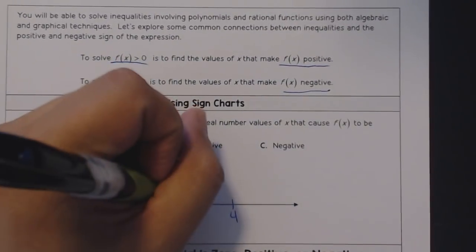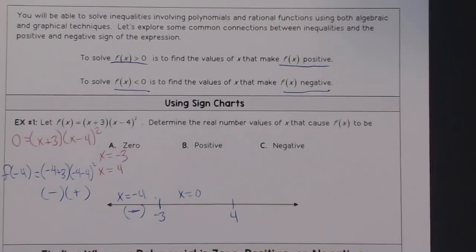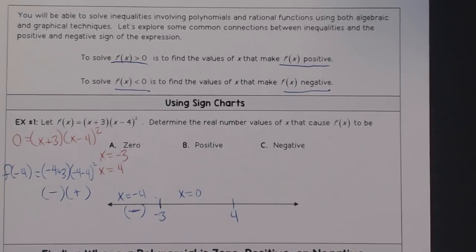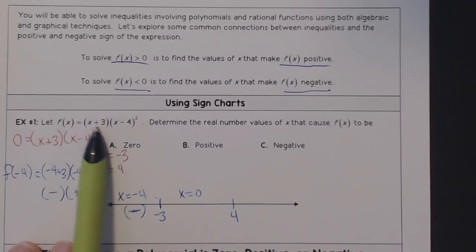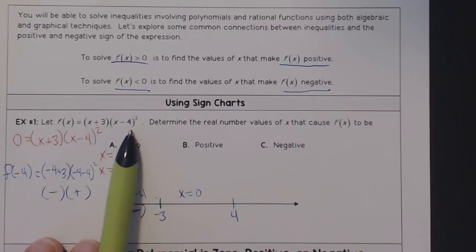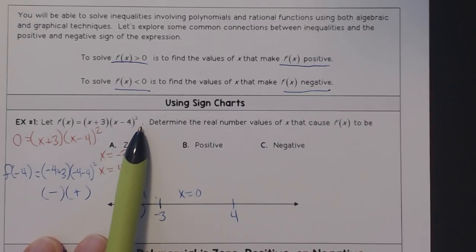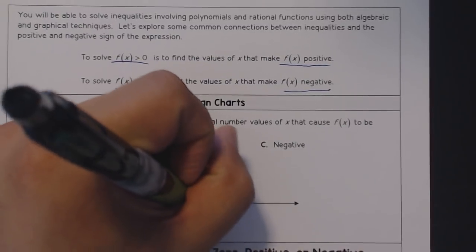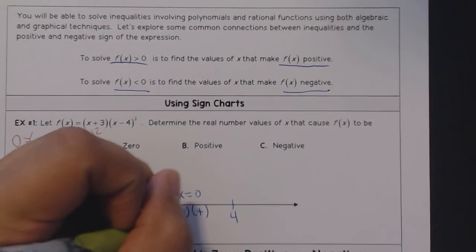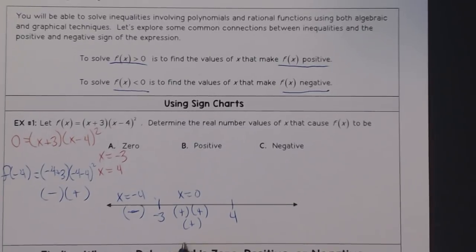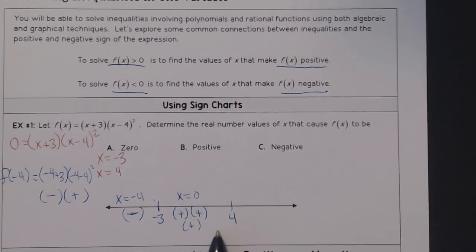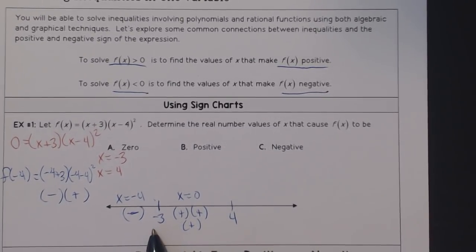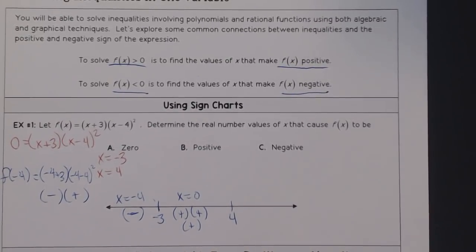We can test a value in between, x equals 0. That's the easiest number between negative 3 and 4. If I plug 0 back into this, I get positive 3 times negative 4 squared. That's a positive times a positive, which gives us a positive. We're going to talk about what happens with the graph in a moment, but we know that between negative 3 and 4, the value of y is going to be positive.